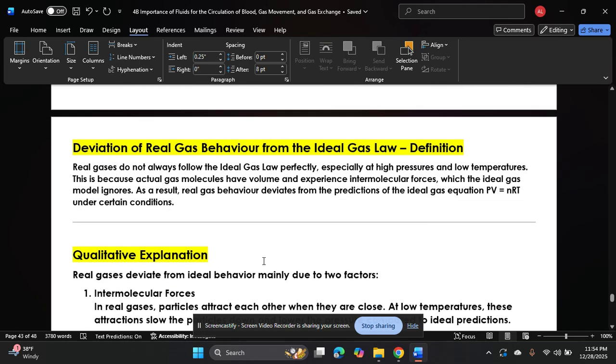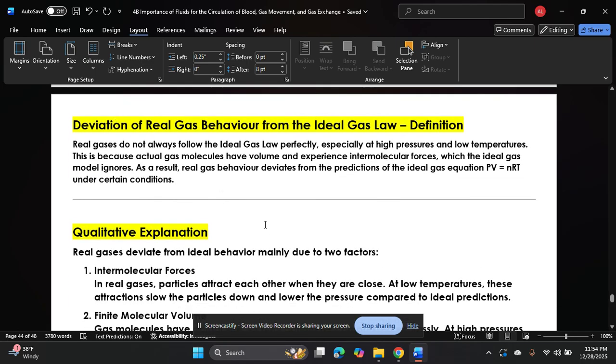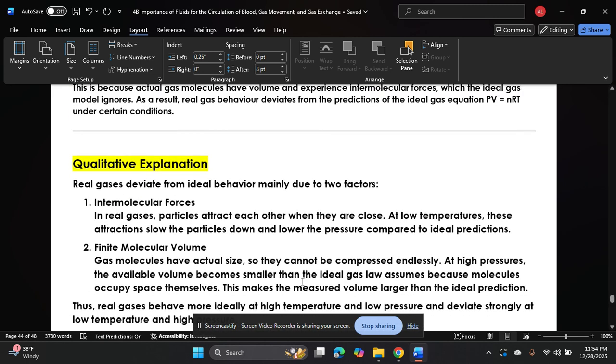Deviation of real gas behavior. This is not very high yield. Real gases do not always follow the ideal gas law perfectly at high pressures and low temperatures. This is because actual gas molecules have volume and experience intermolecular forces, which the ideal gas model ignores. As a result, real gas behavior deviates from the predictions of the ideal gas equation PV equals nRT in certain conditions, right? Real gases deviate from ideal behavior mainly due to two factors. What are the conditions? Intermolecular forces.